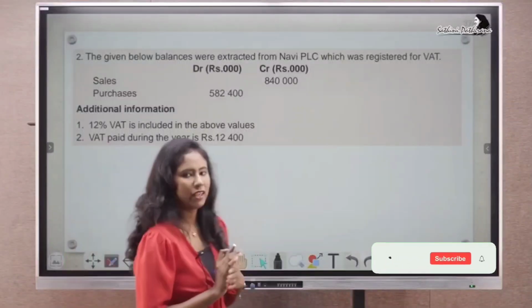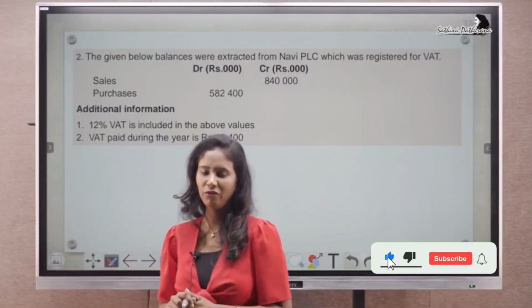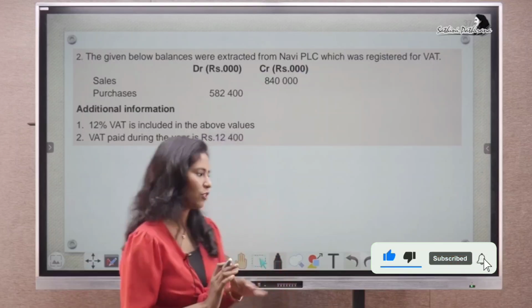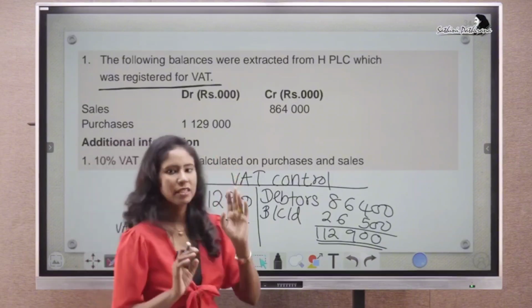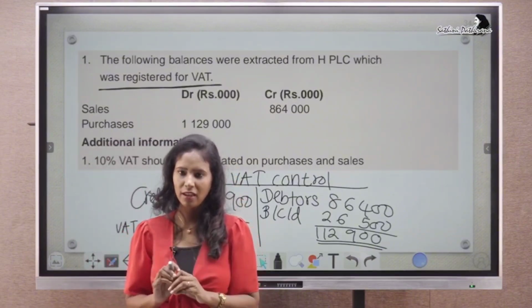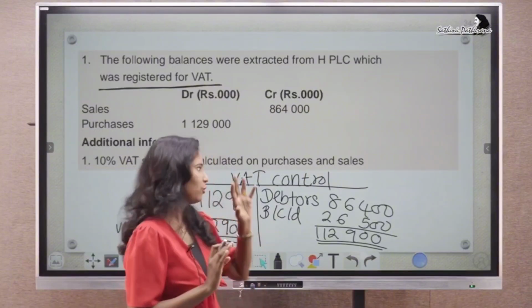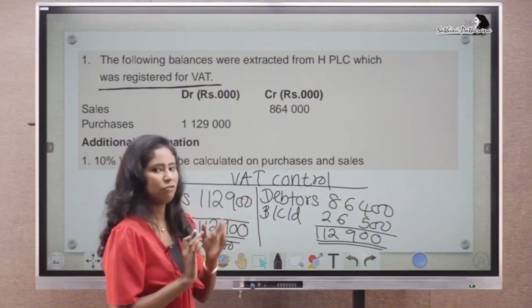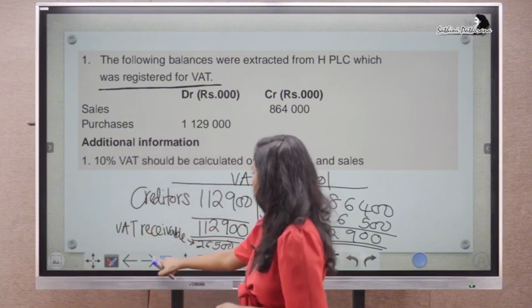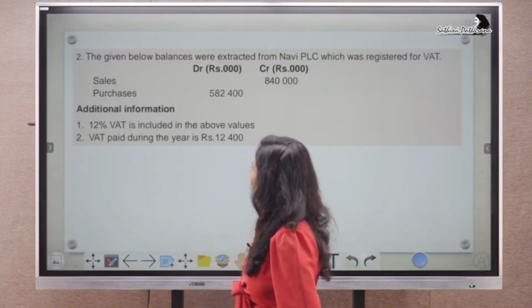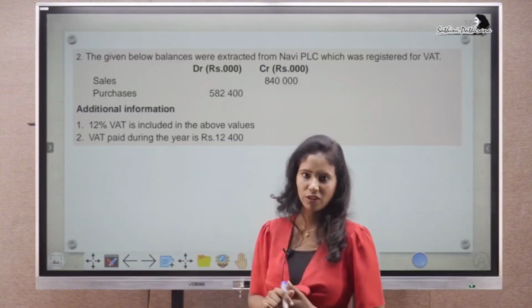We are given amounts like this, included in VAT. So children, in the previous question we were given the purchases answer and the sales answer separately, and we had to calculate 10% VAT. But most of the time they give questions like this. Look at this question, children. This is question number 2.